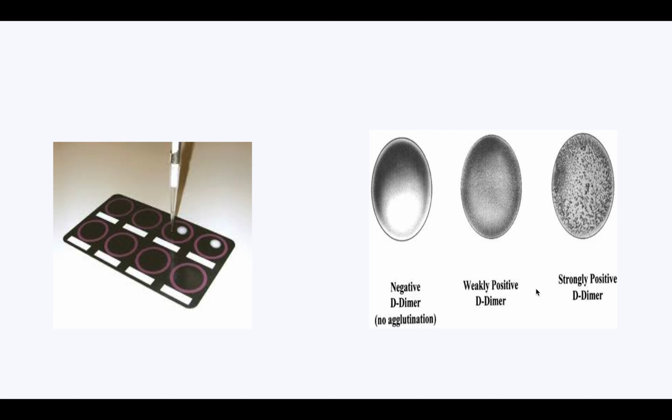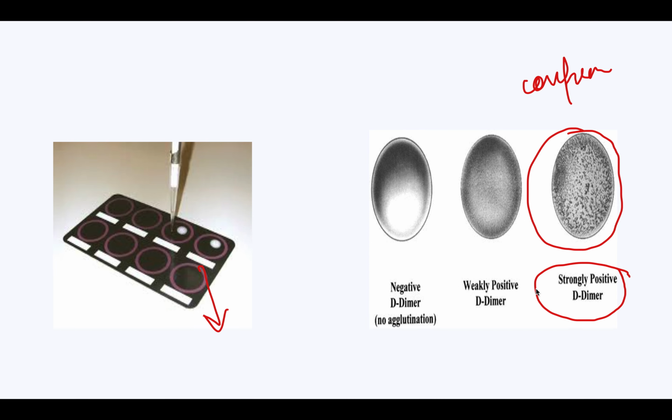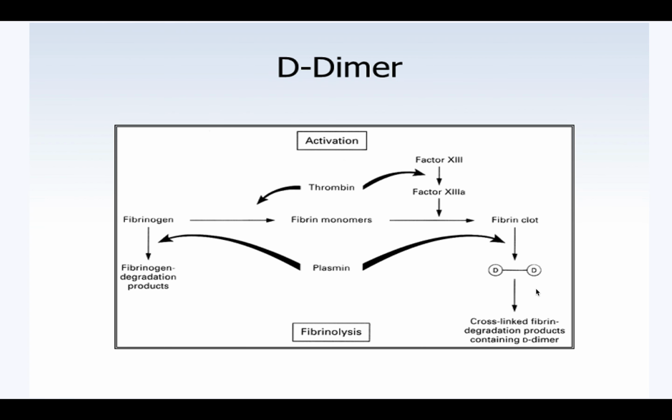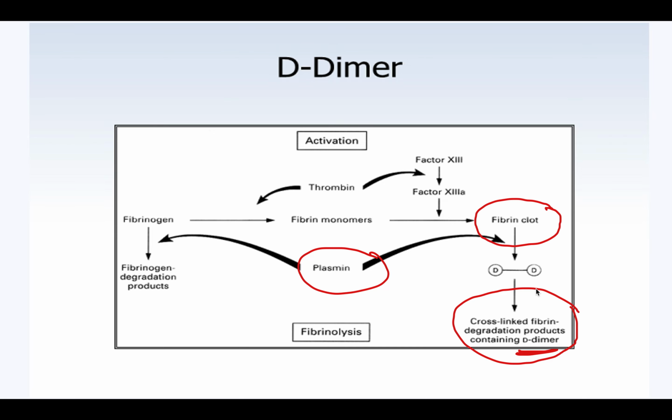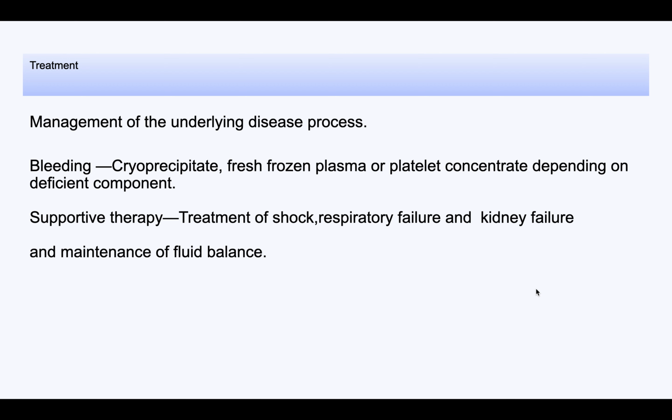Now the one test to do to confirm DIC is this black card test. Okay, so if there is presence of granules over here, that is, D dimer is positive and the patient is going into DIC. So we already discussed the pathogenesis behind the D dimer. That is, the fibrin clot gets converted via the plasmin into fibrin degradation products, and one of the fibrin degradation products, which is specific, is D dimer, which is used to diagnose this condition.